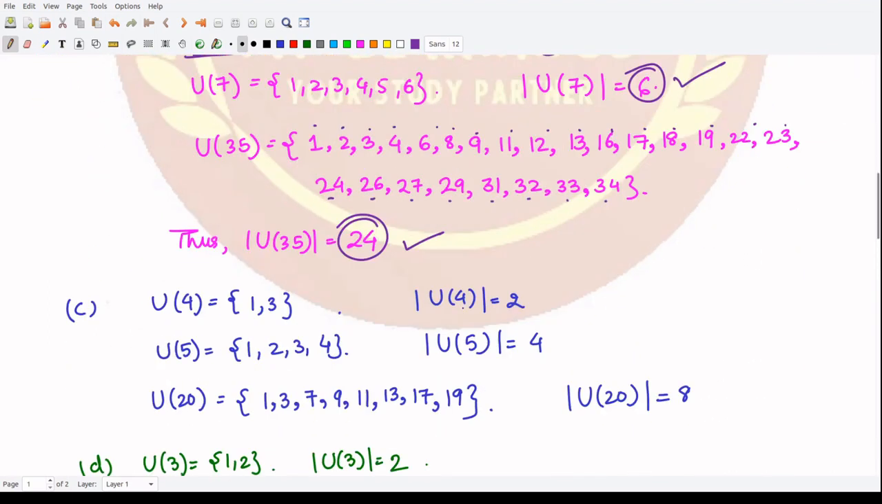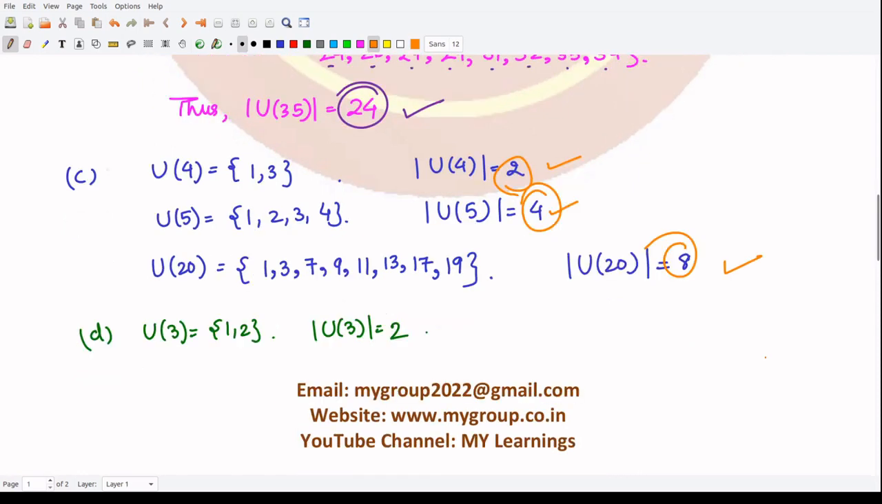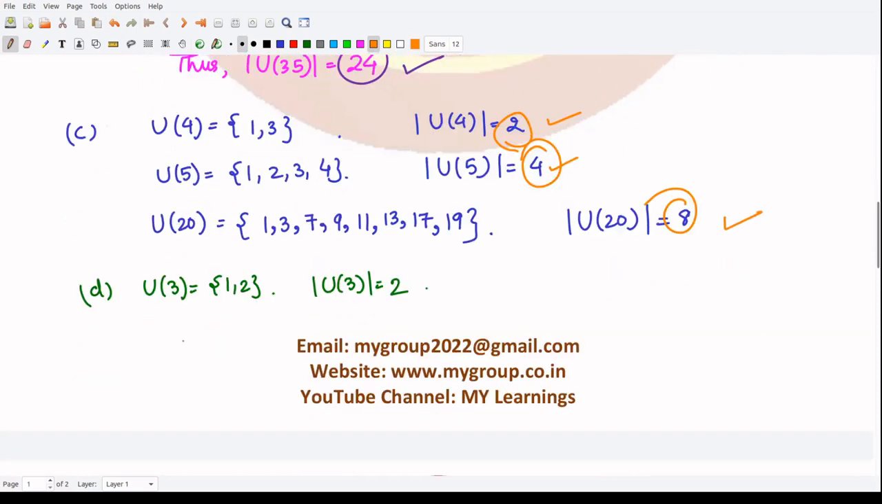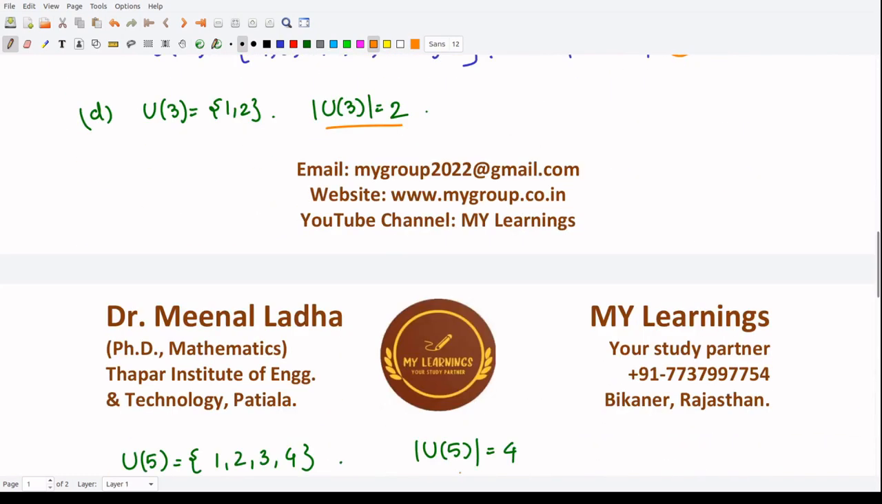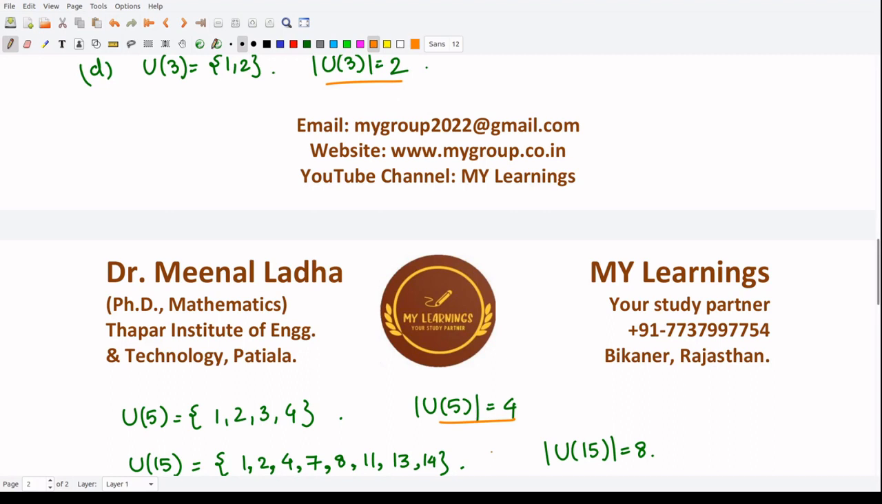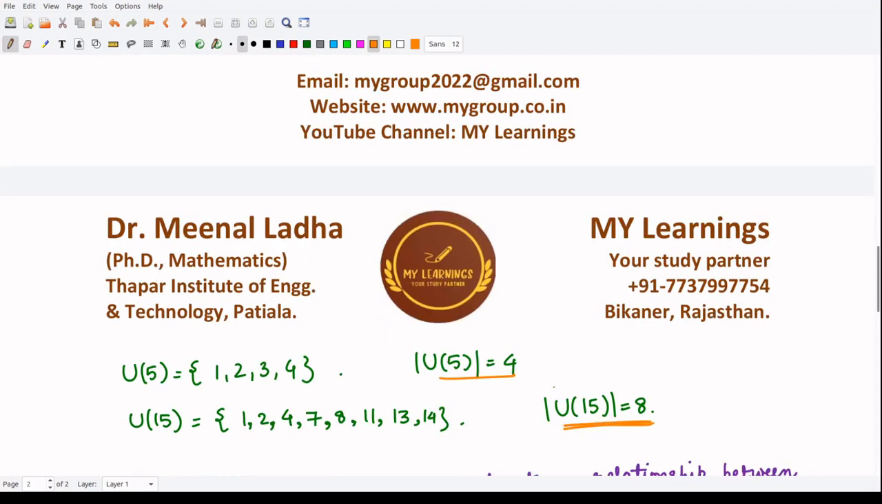Now let's move on to the third part. Here in this part we have in U4 2 elements, in U5 4 elements and in U20 you see we have 8 elements, correct? So you see the numbers here. Can you make any relationship until now? If not, let's also look at the D part, where we have the order of U3 as 2, the order of U5 as 4, and the order of U15 as 8. So here also we have the numbers 2, 4 and 8. So can you make any relationship here?